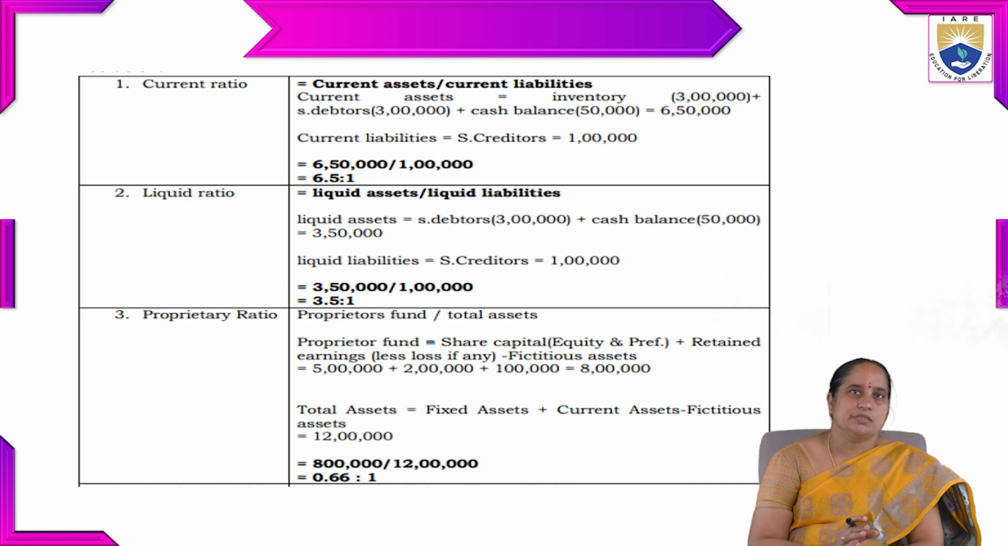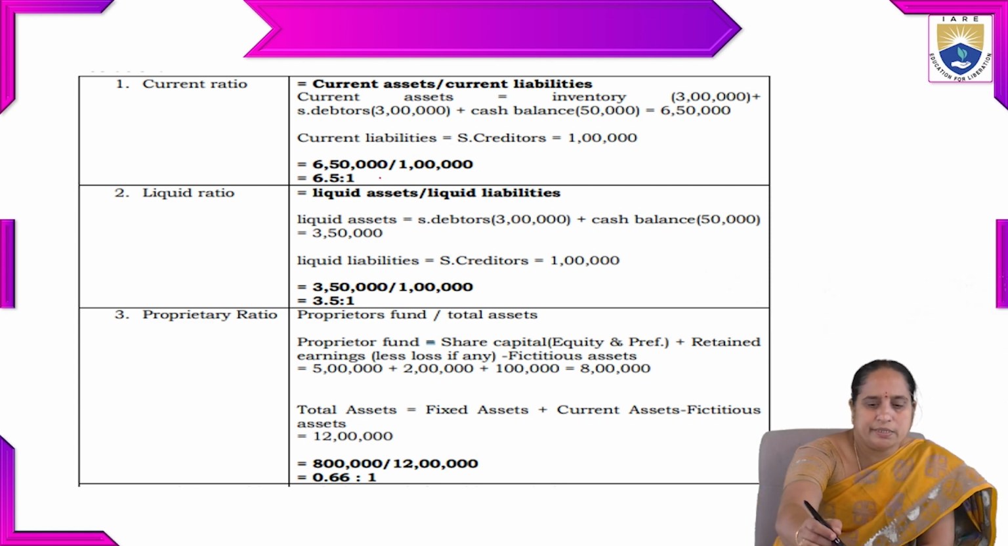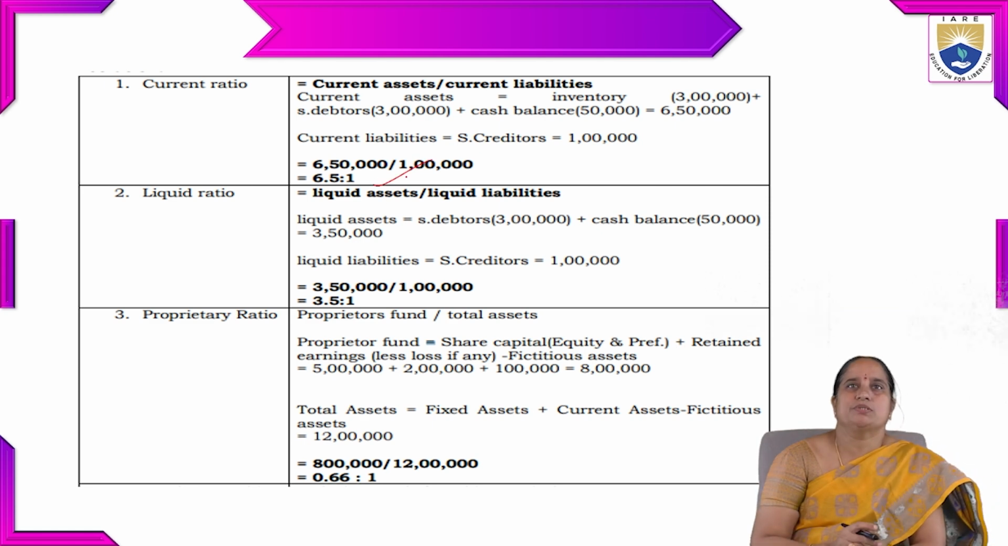So first, current ratio. Current ratio is equal to current assets by current liabilities. So current assets is equal to inventory, sundry debtors given in the problem, and cash balance. If we add up these three, our current assets are 6,50,000, whereas for current liabilities, sundry creditors alone are given in the problem. So that is 1 lakh. So substitute in the formula and the current ratio is identified as 6.5 is to 1.